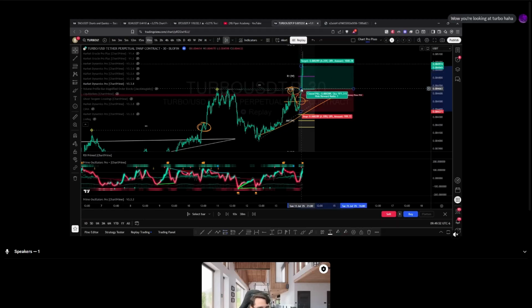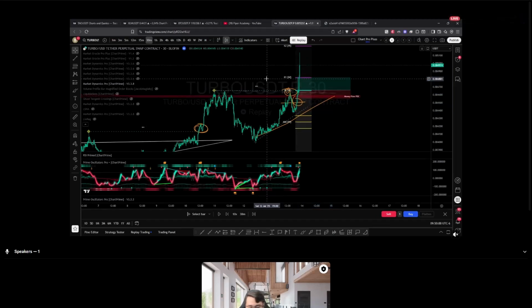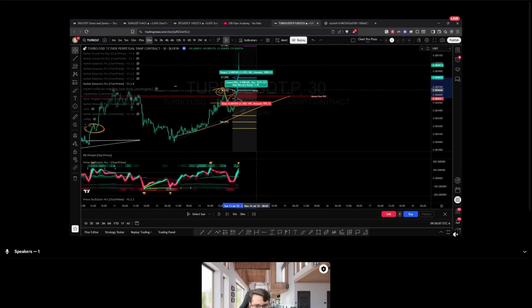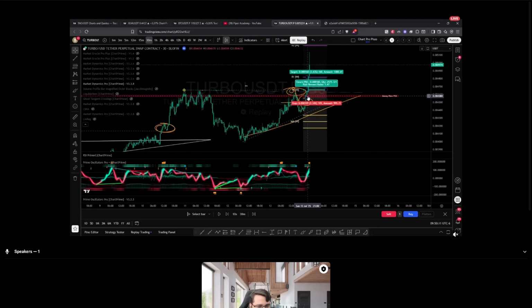Where is your support? Money flow. Give yourself a little bit of wiggle room. Where is your next resistance? Right there. And what you do, you take 50% out, and on that 50% out, you move your stop to entry. And that's it. It comes back down, takes you out. Why? Because of the amount of volatility.